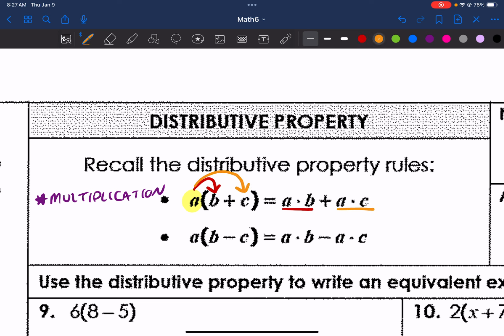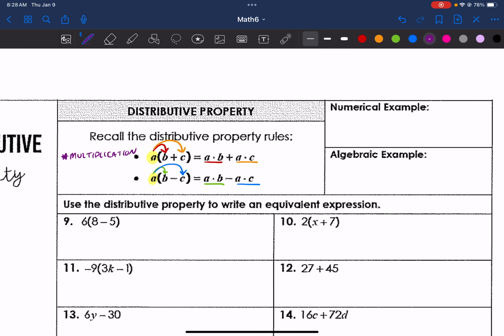It's kind of like grandma's on the outside and has all these cookies for the grandchildren on the inside. And it's like, okay, you get a bunch of cookies, you get a bunch of cookies. So the cookies are shared out, and you still keep your addition sign. Same thing for the second part. We're distributing A here. But in between, we actually see a subtraction sign, so make sure you bring over the subtraction sign. So this is actually your example for the algebraic part.